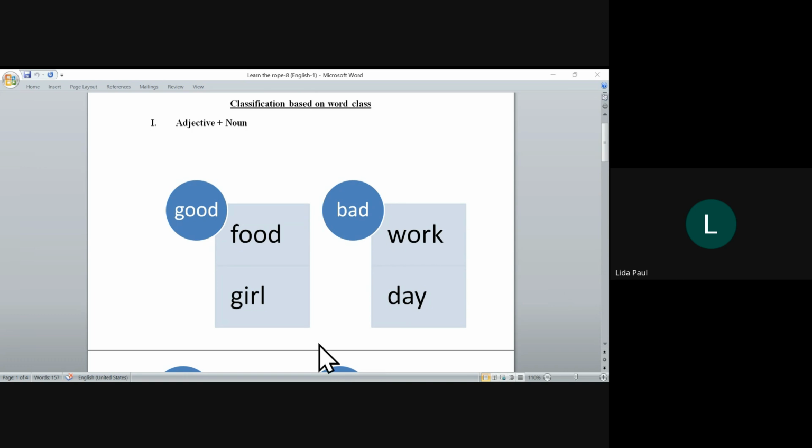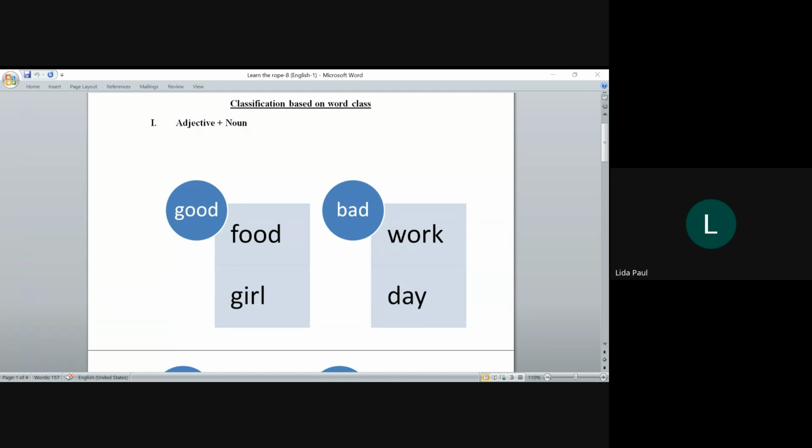So on your screen, you have the adjectives good and bad and the modifier nouns food, girl, work and day. Take a look at that and tell me if you can use the word good with all the four words that you have there. By which I mean, can I say good girl, good food, good work, and good day? Are they possible combinations? And I'll request you to unmute yourself.